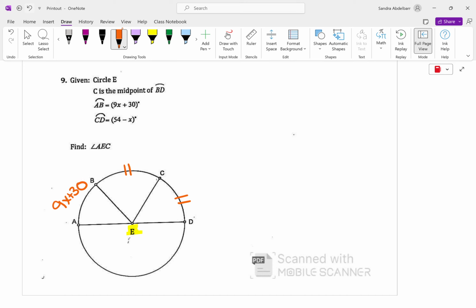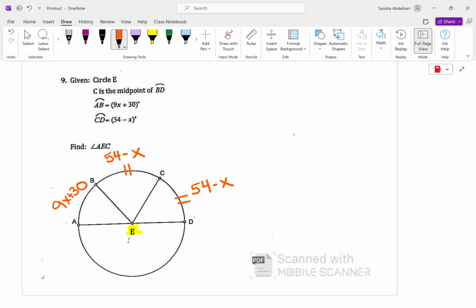Then they're telling us that arc AB is 9x plus 30. Arc CD is 54 minus x. Is there anything labeled for arc BC? No. Since there's nothing labeled for arc BC and we know that it's congruent to CD, is it okay if I put 54 minus x again? Yeah. All right. I want to solve for angle AEC.